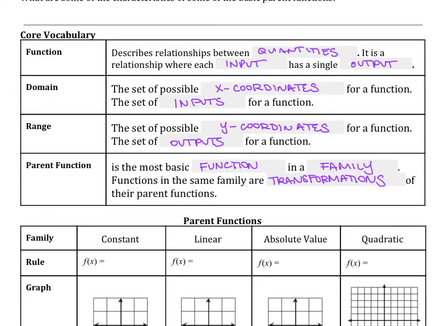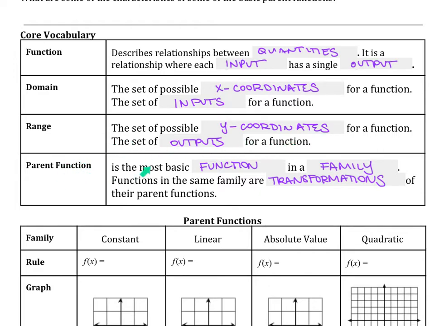A domain, if you remember, has to do with our x values. So domain is a set of possible x coordinates for a function. It's a set of inputs for a function. Range is a set of possible y coordinates for a function. It's a set of outputs for a function.